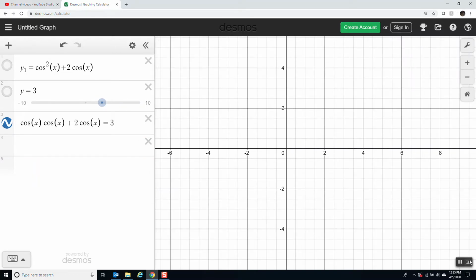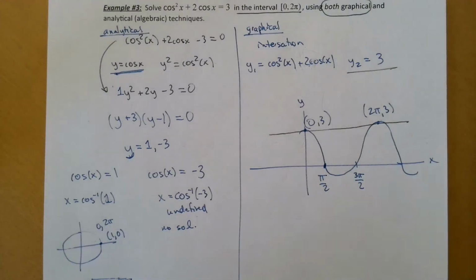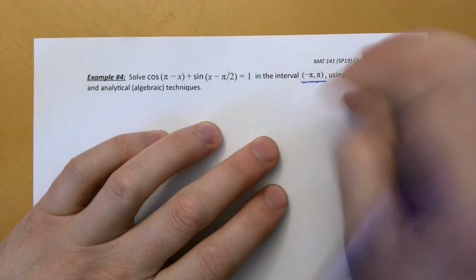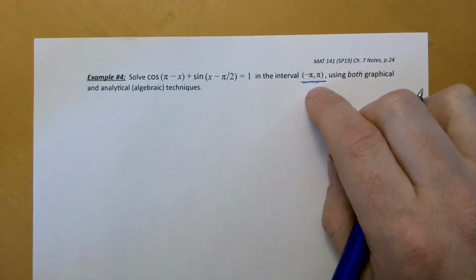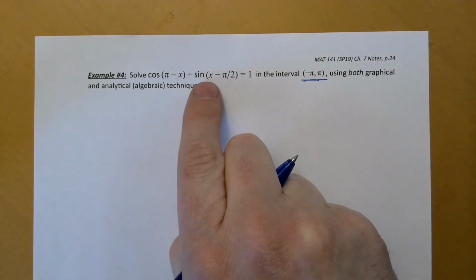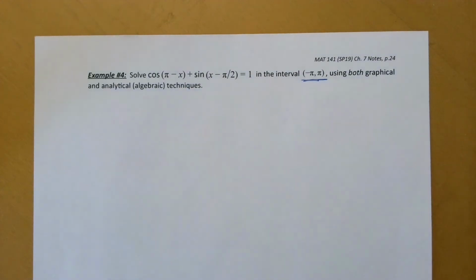Wonderful. Okay, let's look at the second problem in the last example problem. Again, 2 methods. Note the interval is a little different. It's non-inclusive, negative pi to pi. So here we have cosine of pi minus x plus sine of x minus pi halves equals 1. Ooh, that's a huge problem because it's going to be a little difficult to get this to be a trig function equals a number. But actually it's not, because you have a bunch of handy identities.